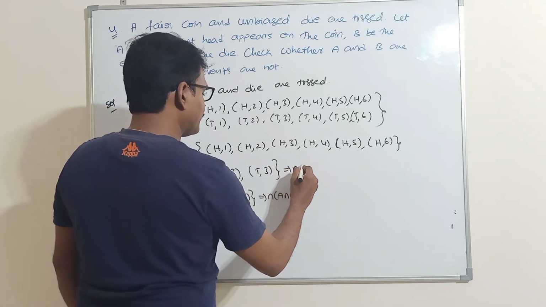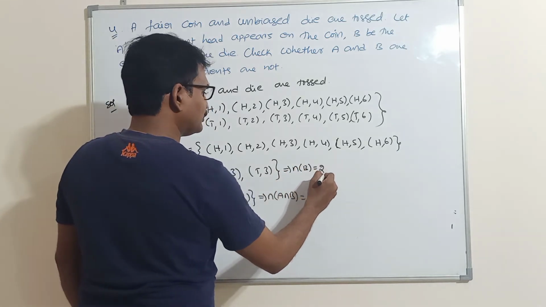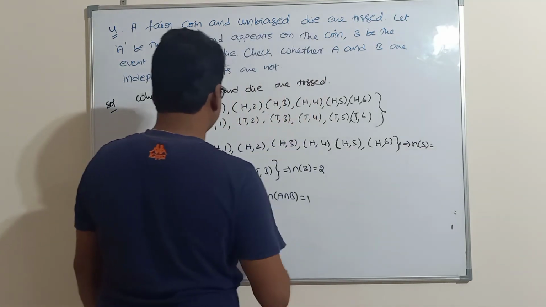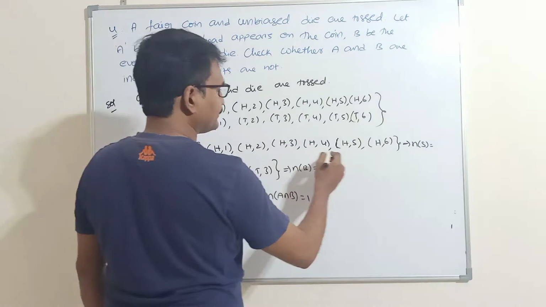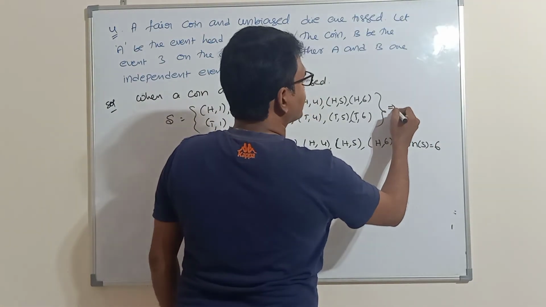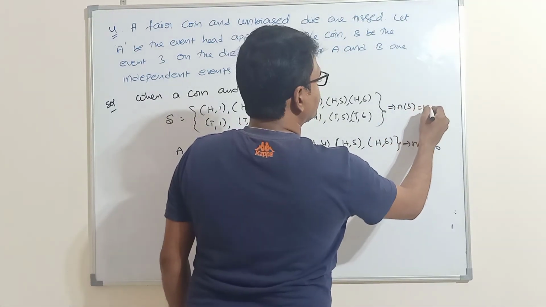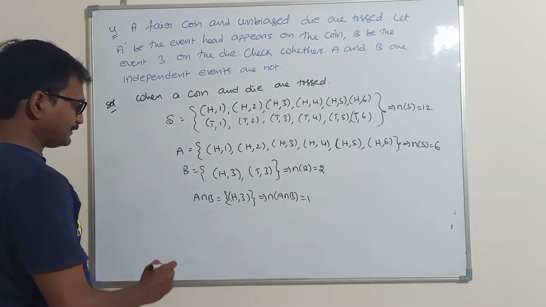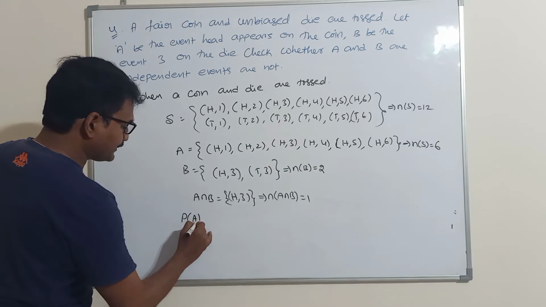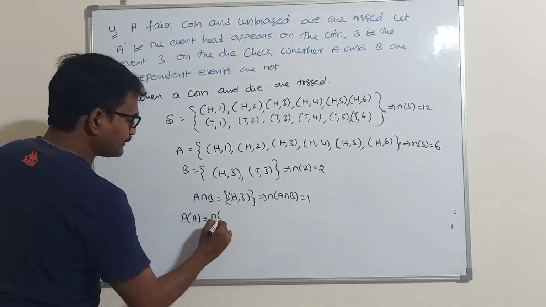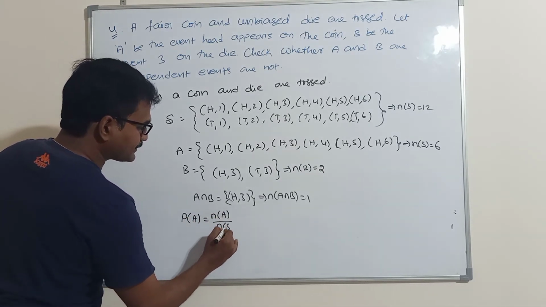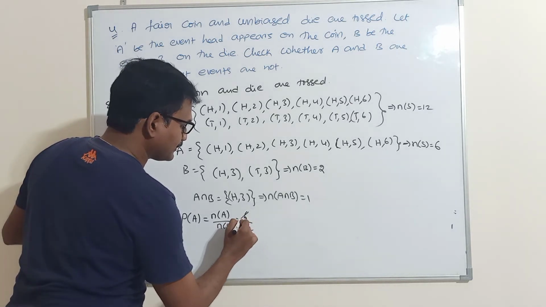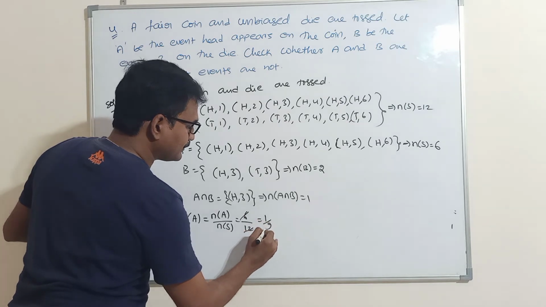Number of sample points in B are 2. Number of sample points in A is 1, 2, 3, 4, 5, 6. Number of sample points in S are 12. So what we have to find? Whether they are independent events. So what is P of A? First find P of A. P of A means N of A by N of S. What is N of A value? 6 by 12, 1 by 2.